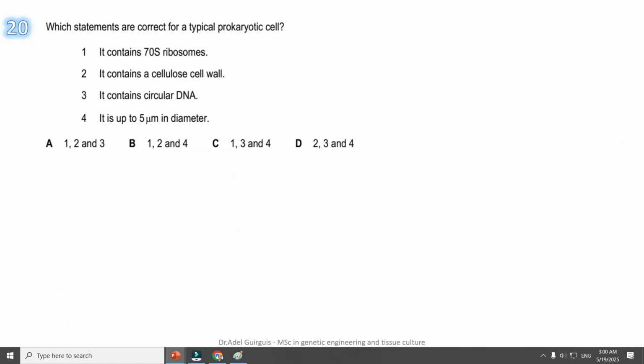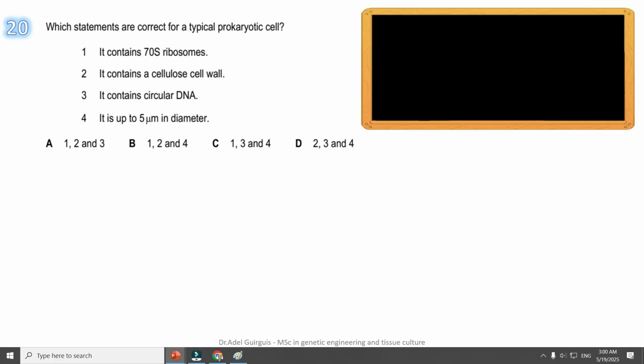Number 20. Which statements are correct for a typical prokaryotic cell? It contains 70S ribosomes. Yes. It contains a cellulose cell wall. No. It contains circular DNA. Yes. It is up to 5 micrometer in diameter. Yes. So prokaryotic cells contain 70S ribosomes.